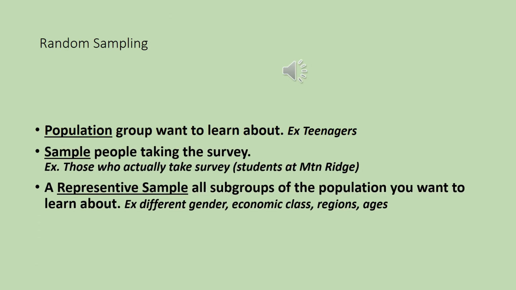When using a survey, you want to use random sampling. Computer-generated random sampling is a good method to use. The population is the group that you want to learn about. For example, when the school I teach at now consolidated with another school, I put out a survey the first year. So the population I was interested in learning about would be teenagers. The sample are the people who actually take the survey. So in my example, I was looking at teenagers or students at Mountain Ridge.